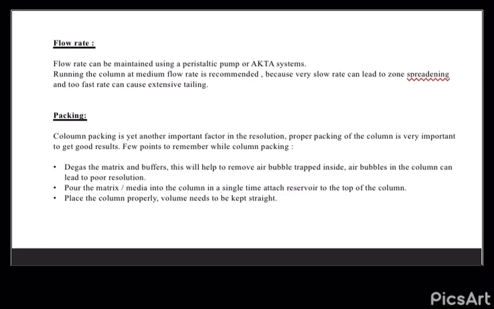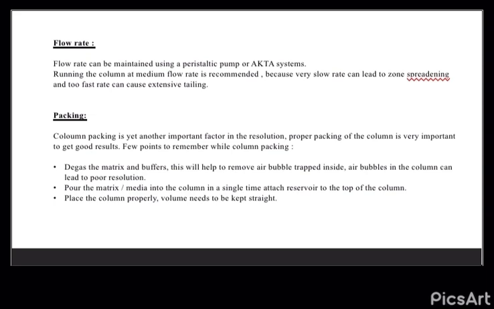The last major factor for column efficiency is packing. Proper packing of the column is very important to get good results, and some of the points that we should keep in mind while packing a column are that we need to degas the matrix and the buffers. This will help to remove the air bubbles if trapped any. Next, we should pour the matrix or the media into the column in a single time. Third, we should place the column properly. Column needs to be kept straight.